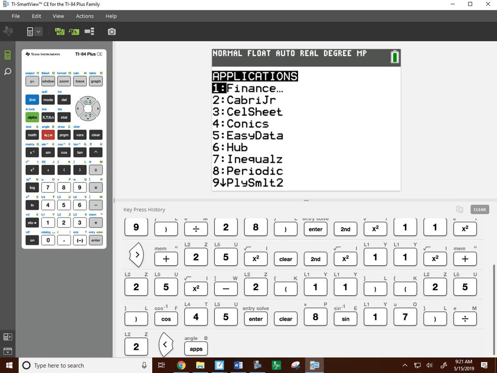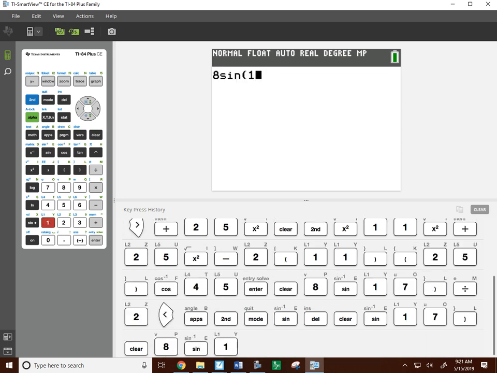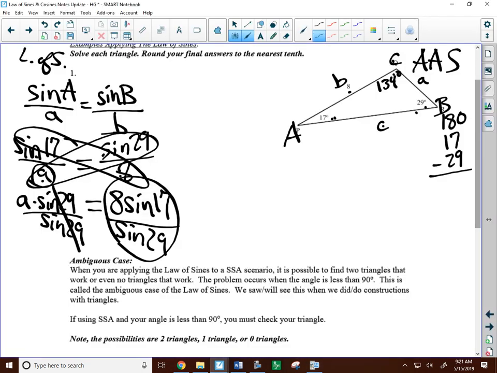So, 8 sine 17 divided by sine 29. So then you get a equals 8 sine 17 divided by sine 29. Okay, so about 4.8. I'd verify that you got that on your own on your calculator. So yeah, about 4.8. Really, that's rounded.